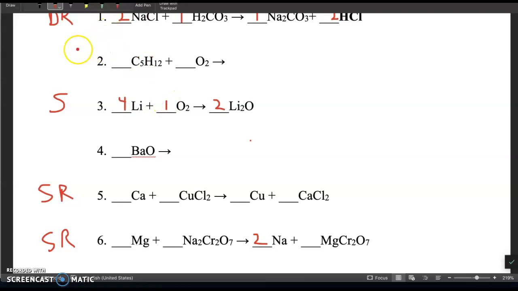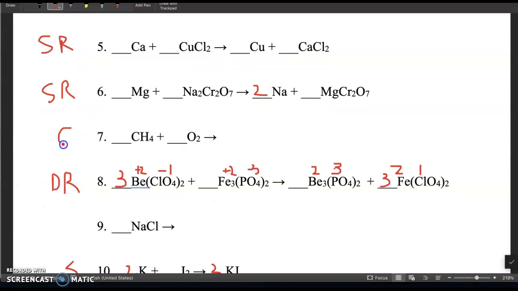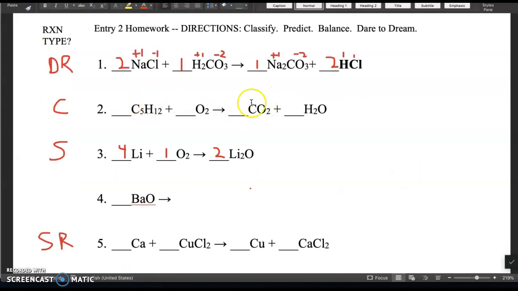Now, the last two, combustion and combustion, is a carbon compound and oxygen. The nice part about these is the products are always carbon dioxide and water. So give me a second. I'm going to pause because my video is getting close to the end here and writing that in. Carbon compound and oxygen produce CO2 and H2O, and now I just have to balance.